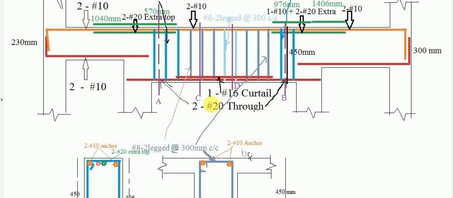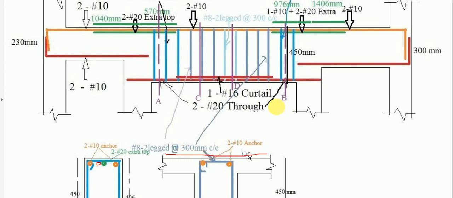And at top of this section C, there are only anchor bars, so only these 2 #10 anchor bars will be shown. This extra top steel will not be visible at this section. And for the stirrups, this section is taken in the zone of the minimum shear reinforcement, that is LS2. So those stirrups are provided, #8 two-legged at 300 center to center. Accordingly that is shown, and this much will be BF, that is the width of the flange.